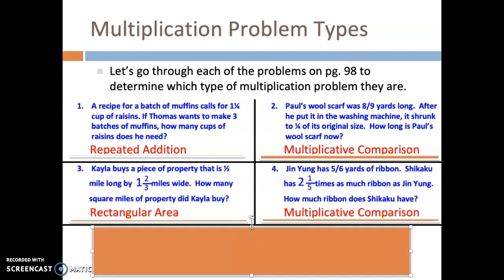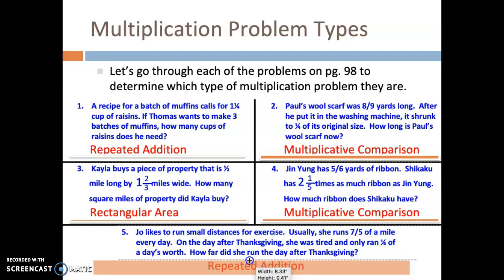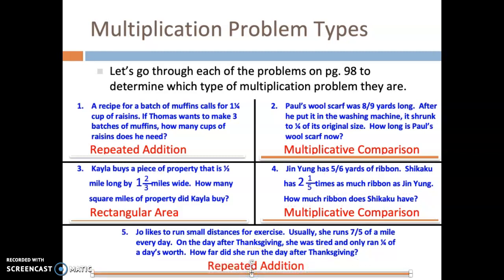Okay. Last one. Joe likes to run small distances for exercise. Usually she runs 7/5 of a mile every day. On the day after Thanksgiving, she was tired and only ran 1/4 of a day's worth. How far did she run after Thanksgiving? And this one is repeated addition.